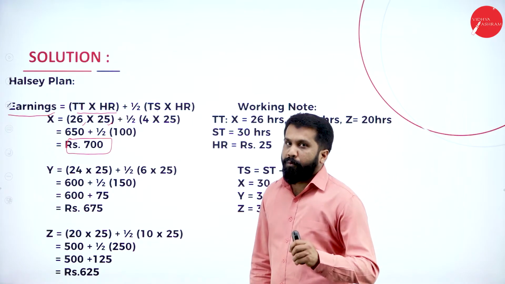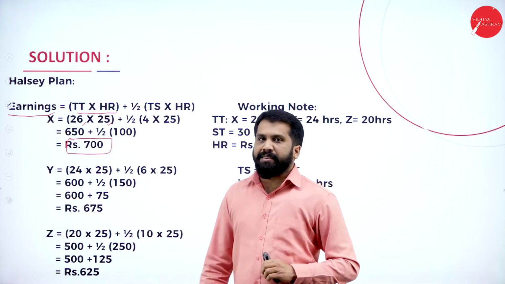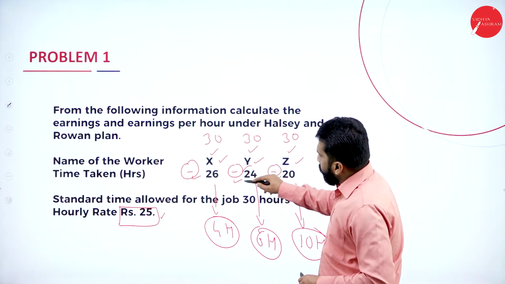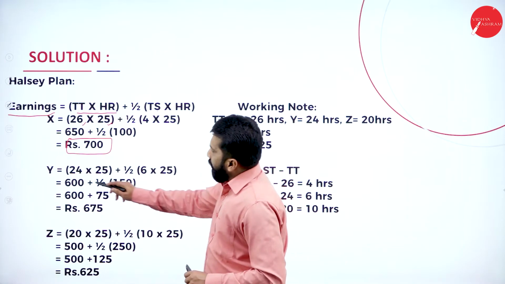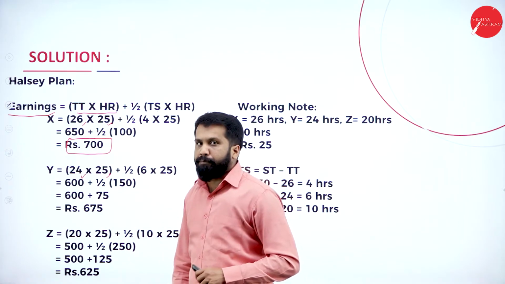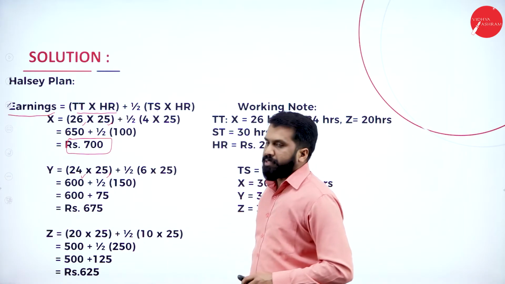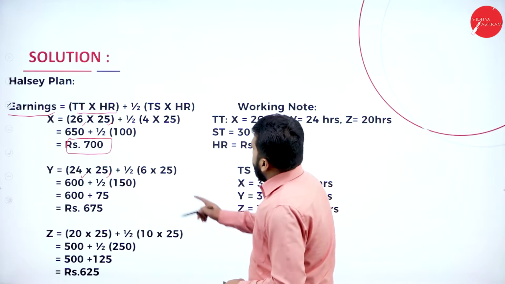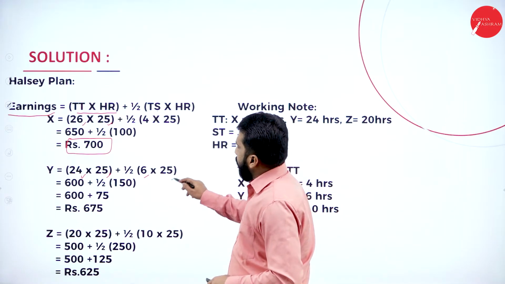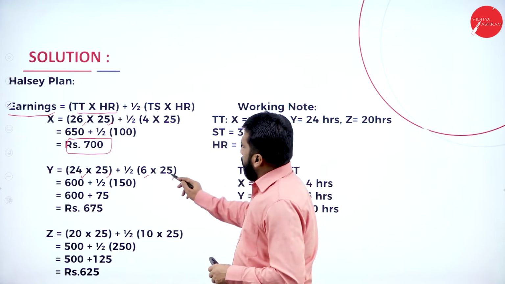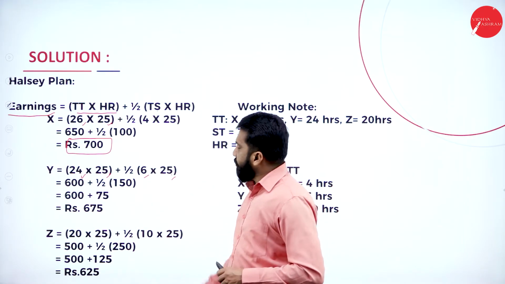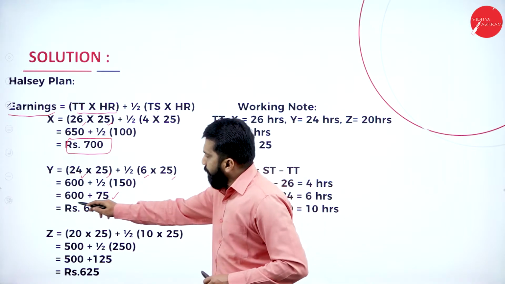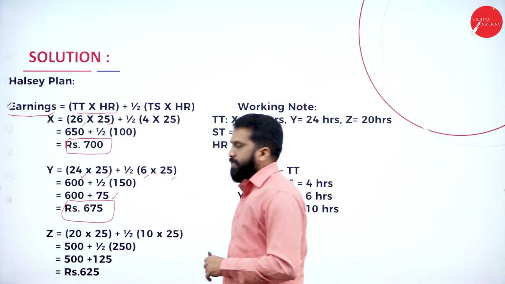Now, next one is Y. Under Y, how to calculate? It is easy to calculate. Again, I'll go back. He took 24 hours. Now, 24 multiplied with 25, plus half of the time saved. How much did he save? He saved 6 hours. The hourly rate is 25. Half of the 6 is 3. So, multiply; later you can take half. Or else you can take 3 into 25. Whatever answer you get, 75. 600 plus 75, your answer is 675.